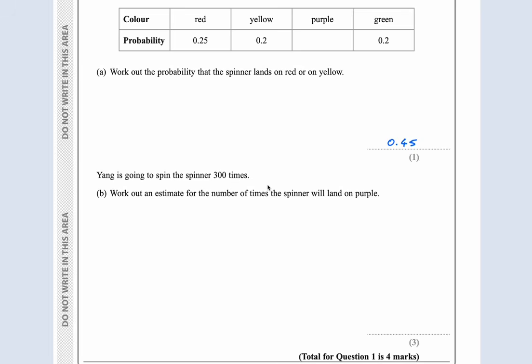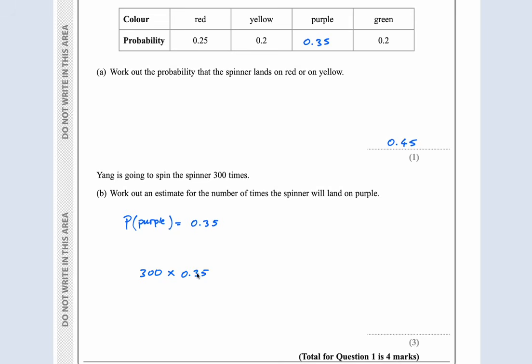of times the spinner will land on purple. So firstly, guys, we need to find out the probability of purple. And that's actually quite easy too, because we just know that these have to add up to 1. So this plus this plus this, you can use your calculator, guys. That's 0.65, which means 0.35 is left here. So that's 0.35.